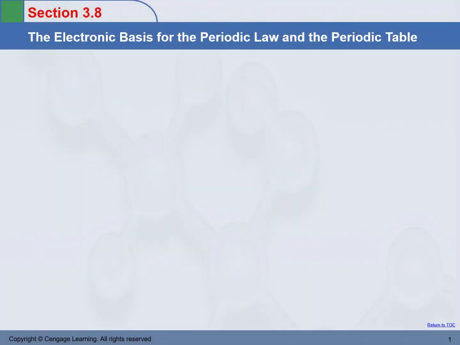The electronic basis for the periodic law and the periodic table. After the discovery of the periodic law and the periodic table, for quite some years, scientists didn't understand why there is such a law and a table. However, once the electron arrangement within atoms was clear, everything was explained.